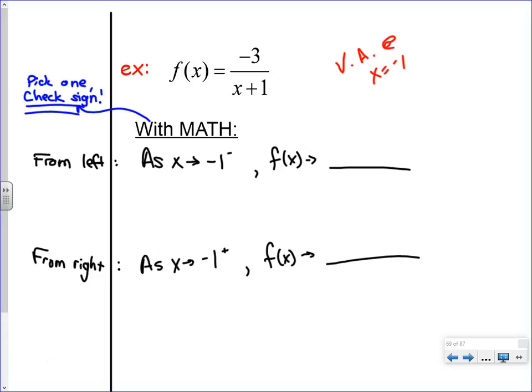Thinking about our number line again, right? There's -1, there's 0, there's -2. If I'm coming from the left and zooming in real close, what's something real close to -1 on the left?